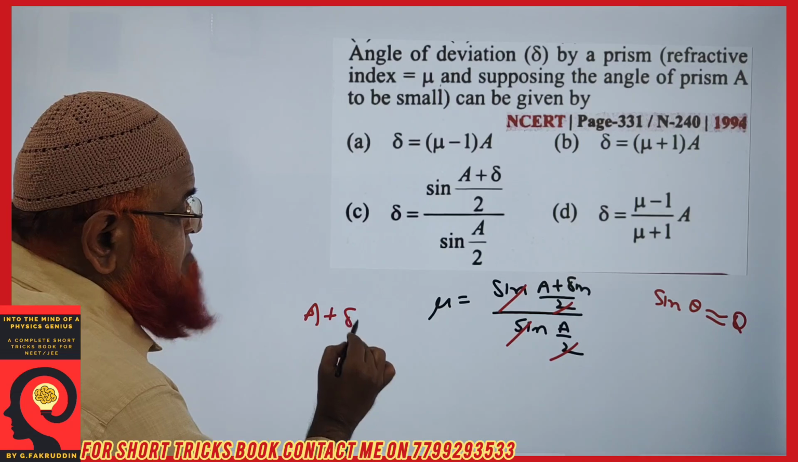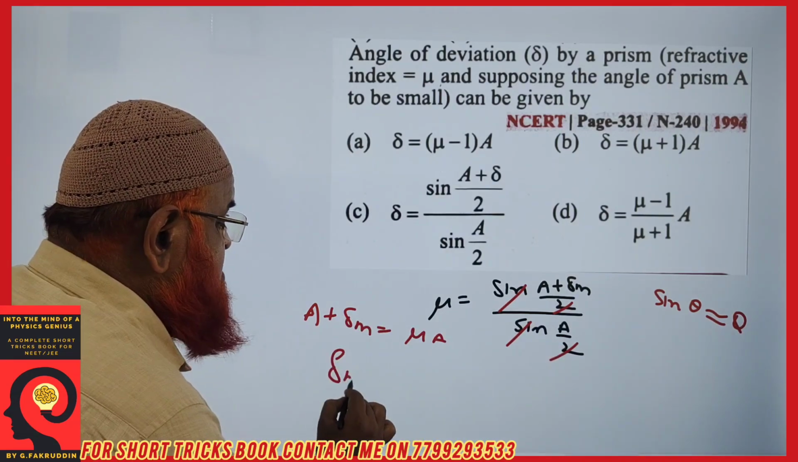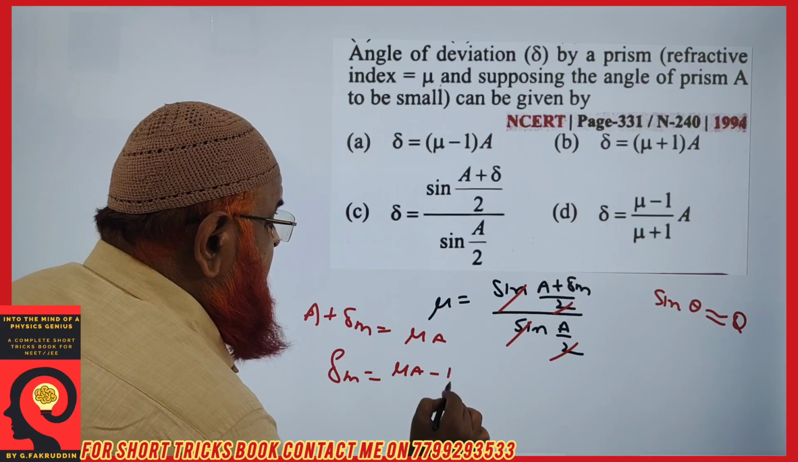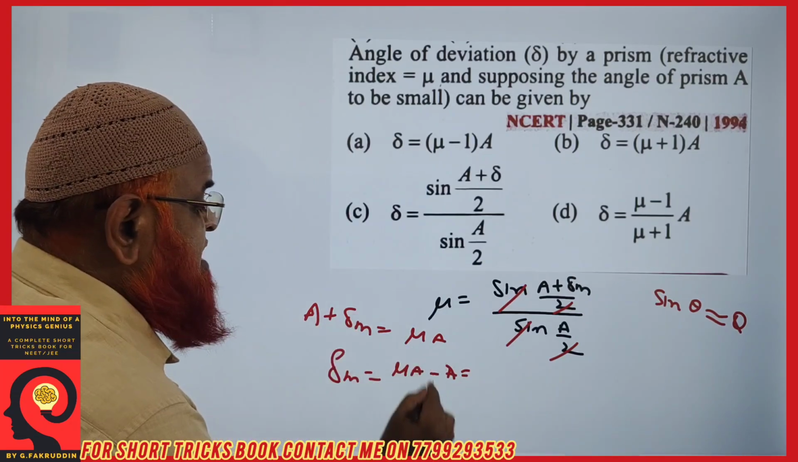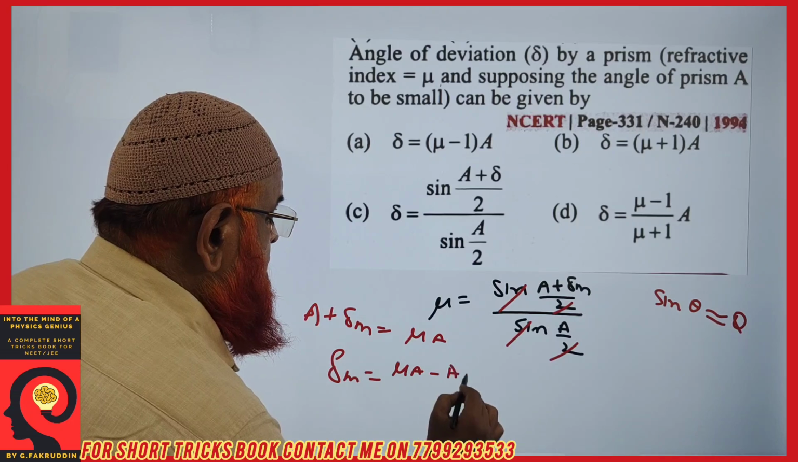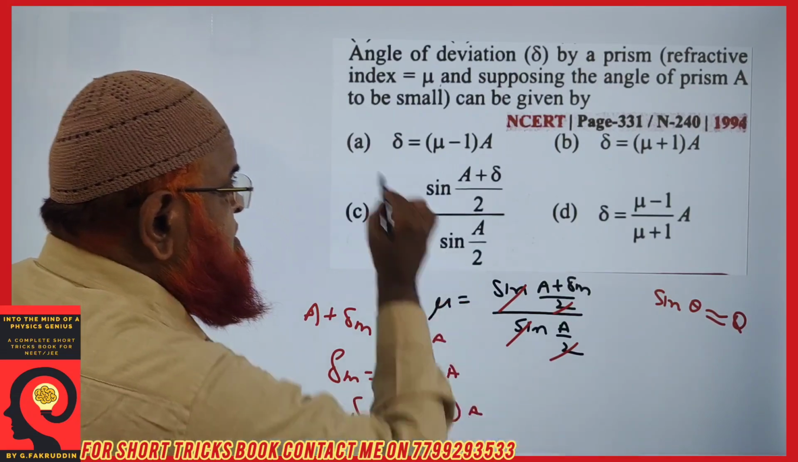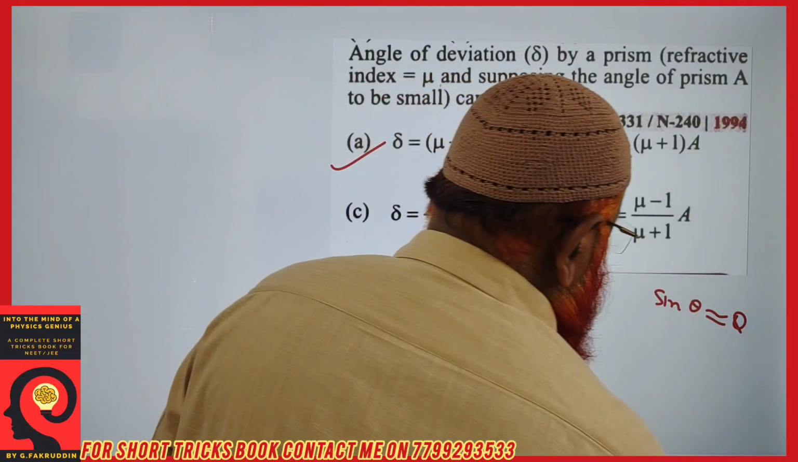A plus delta m is equal to mu into A. Delta m is equal to mu A minus (1 minus A), that is, mu A minus A. This implies that delta m is equal to (mu minus 1) into A. This is going to be your answer. Let us go for the next problem.